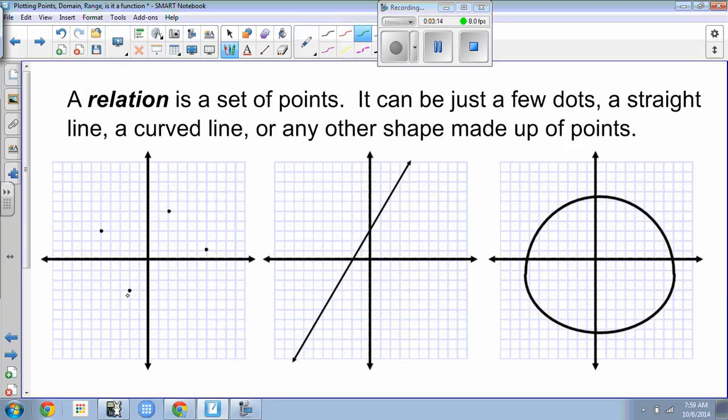In this case, we've just got 4 individual points over here on the left. That can be a relation. In this case, we have a straight line with arrows indicating that it goes on forever up to the right this way and also down to the left this way. So that's an infinite number of points, but also a relation. And then this circular-looking shape over here could also be considered a relation. It's made up of every single point along this curved line all the way around. So when we talk about a relation, just understand that we're just saying really any set of points. So that's all we mean by that word.